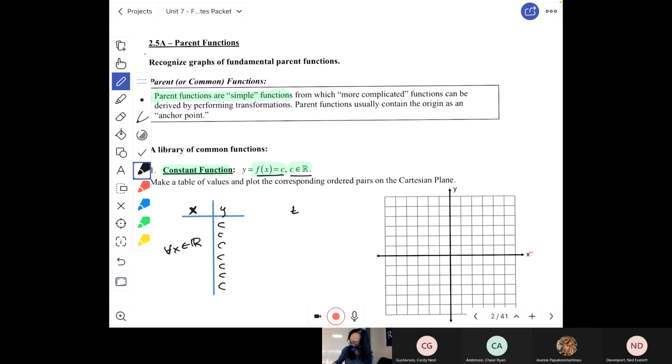So let's look at an example. If I say let c equal 2, then that means f of x equals 2. So for any value of x, the output would equal 2. So what does the graph of the constant function look like?